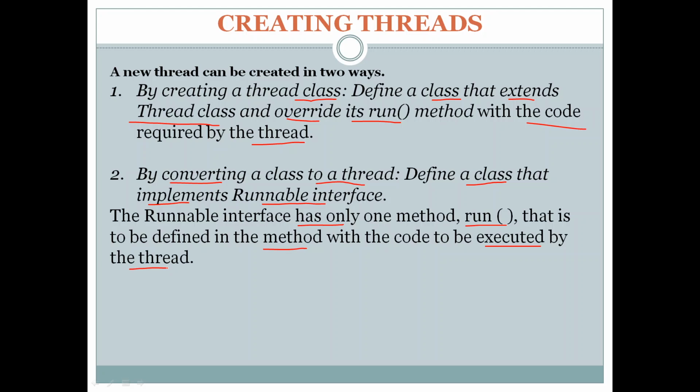So in that case, we can go for the second method. The second method is by implementing the Runnable interface. If your class is already inheriting some other class, then the thread can be created by using interface inheritance. Okay.